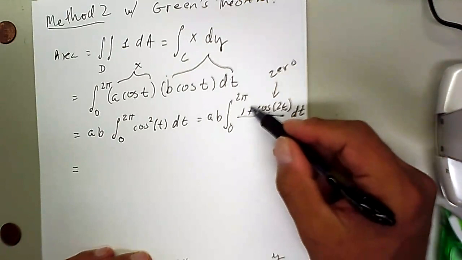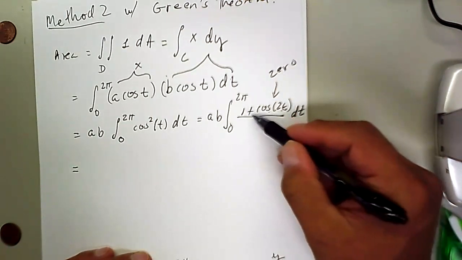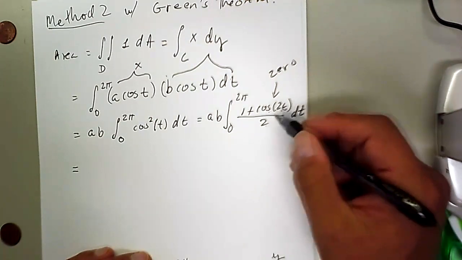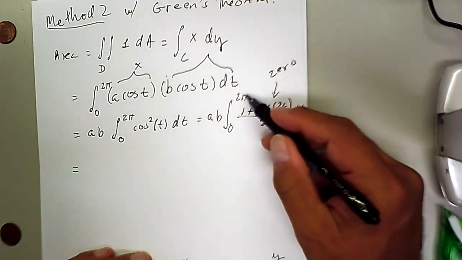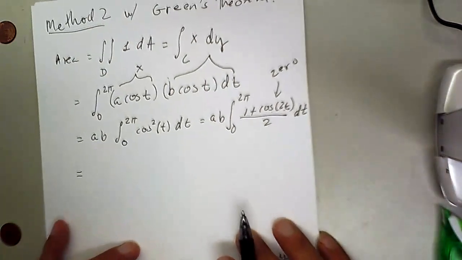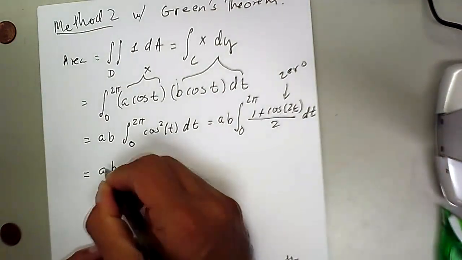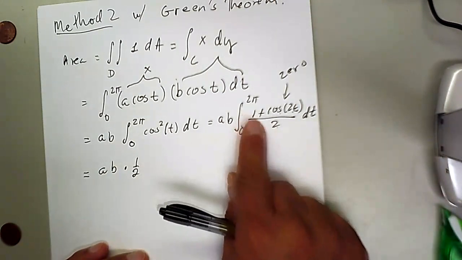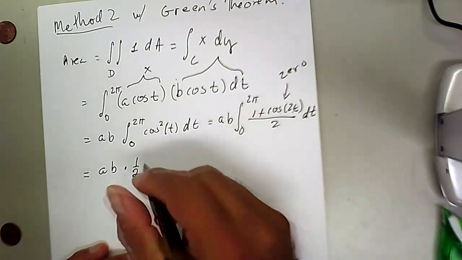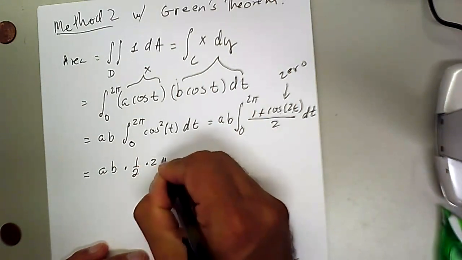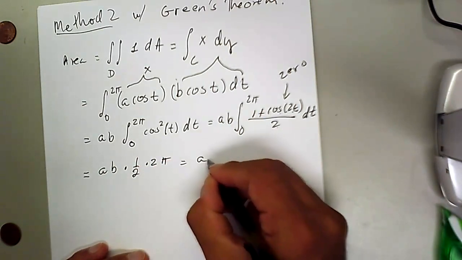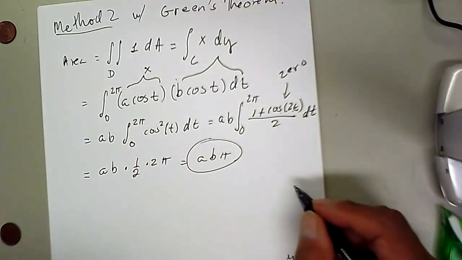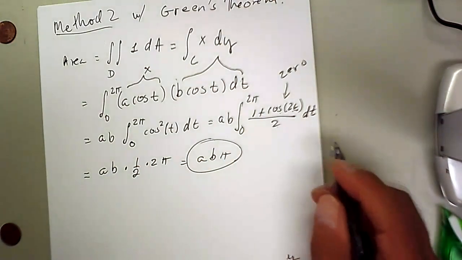So we're really just integrating 1/2. And the integral of 1/2 is, well, 1/2 t, but then we got to plug in 2 pi and 0. So we have AB times 1/2 times 2 pi. So the 2s simplify, and sure enough, we end up with AB pi, which is the same answer we had on the previous page when we did not use Green's theorem. Which one is easier?